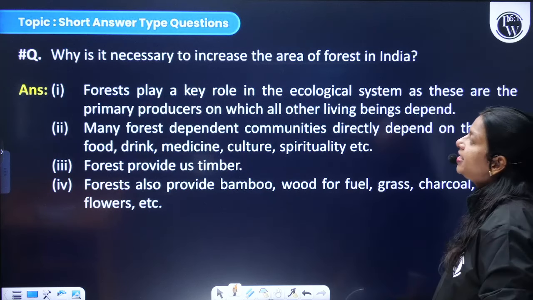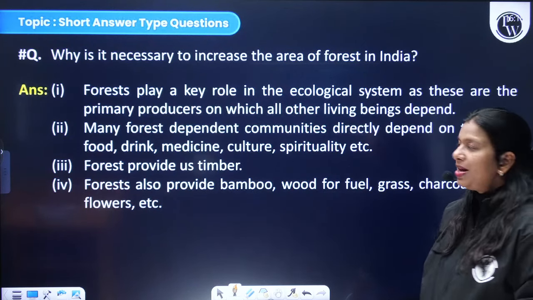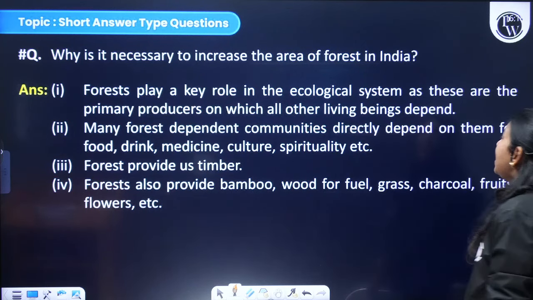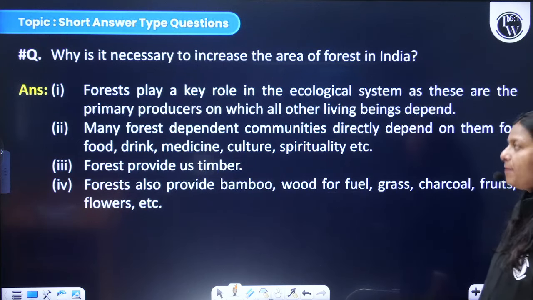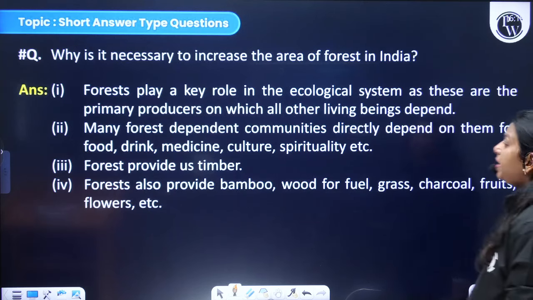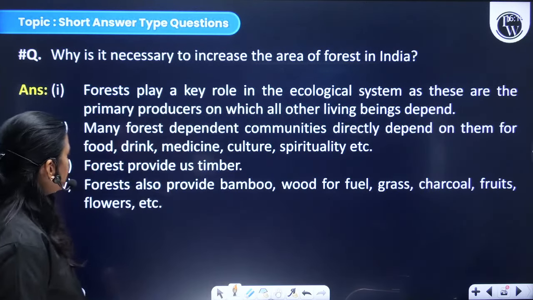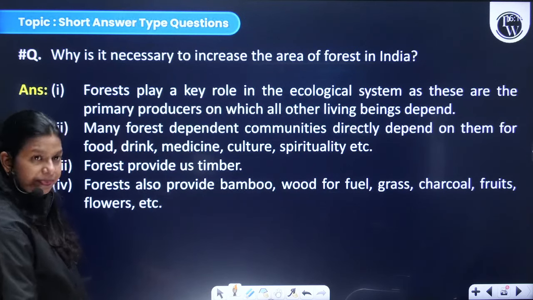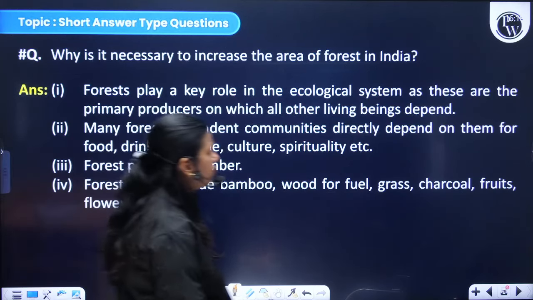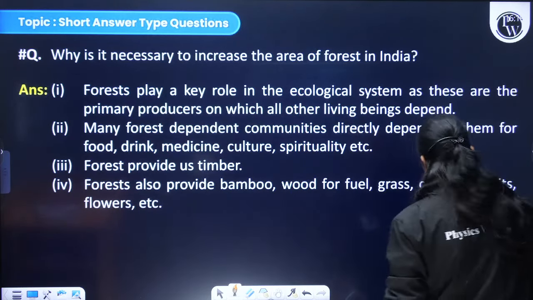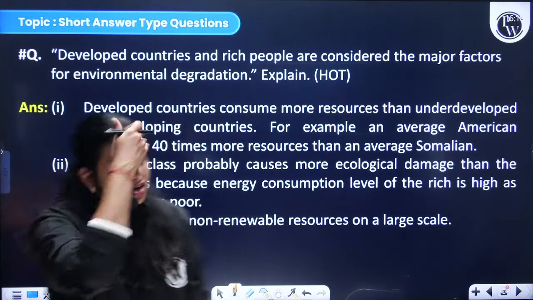Why is it necessary to increase the area of forest in India? Forests definitely play a key role in the ecological system as these are the primary producers on which all other living beings depend. Many forest dependent communities directly depend on them for food, drinks, medicines, culture, spiritual activities. Forests provide us timber. They also provide bamboo, wood for fuel, grass, charcoal, fruits, flowers, etc. This was a simple question, you can write the answer.